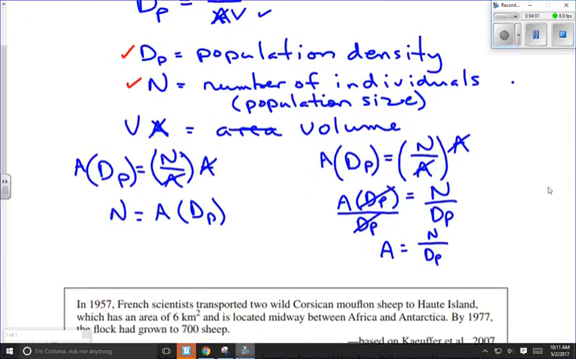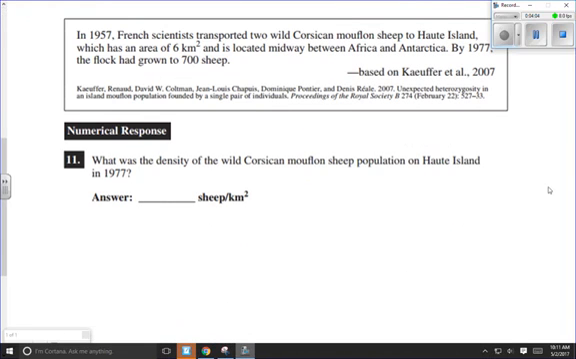We'll start with one that's about as straightforward as you can get. So here we have: in 1957, French scientists transported 2 wild Corsican mouflon sheep to Hope Island, which has an area of 6 kilometers squared. So we have the area. And it's located midway between Africa and Antarctica. That might be interesting, but it has nothing to do with density. By 1977, the flock had grown to 700 sheep, so we have population size. So the question says, what is the density of the Corsican mouflon sheep population on Hope Island in 1977?